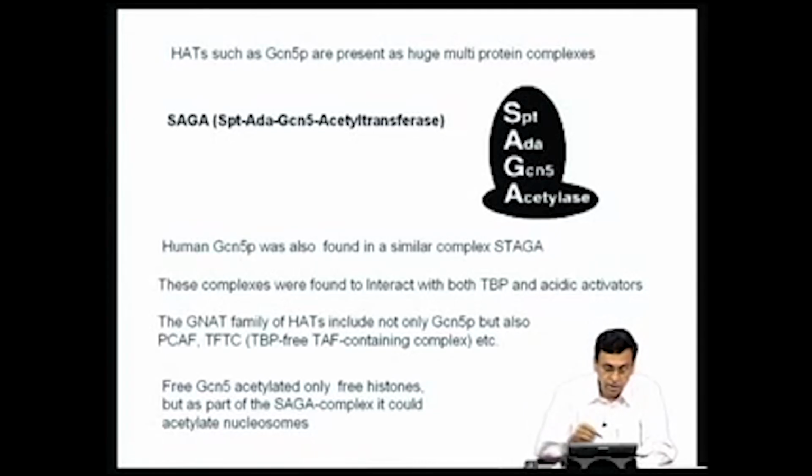Now, very interestingly, the free GCN5 protein, when it is not present as a multiprotein complex, when it is on its own, can acetylate only free histones. It cannot acetylate histones which are bound to DNA in the form of chromatin, but as a part of the SAGA complex, it could actually acetylate histones. So, now we can see the significance of these HATs present as multiprotein complexes: these complexes give the HAT the ability to acetylate histones bound to chromatin, whereas the free GCN5 can only acetylate free histones.